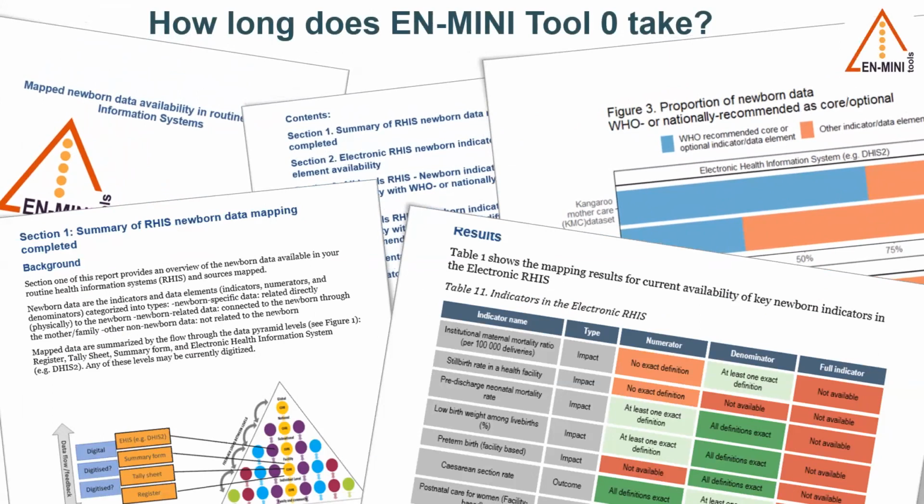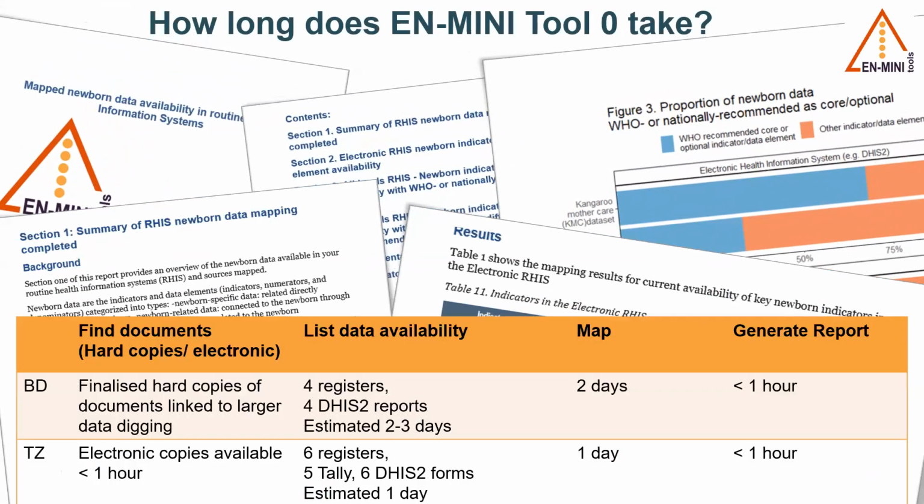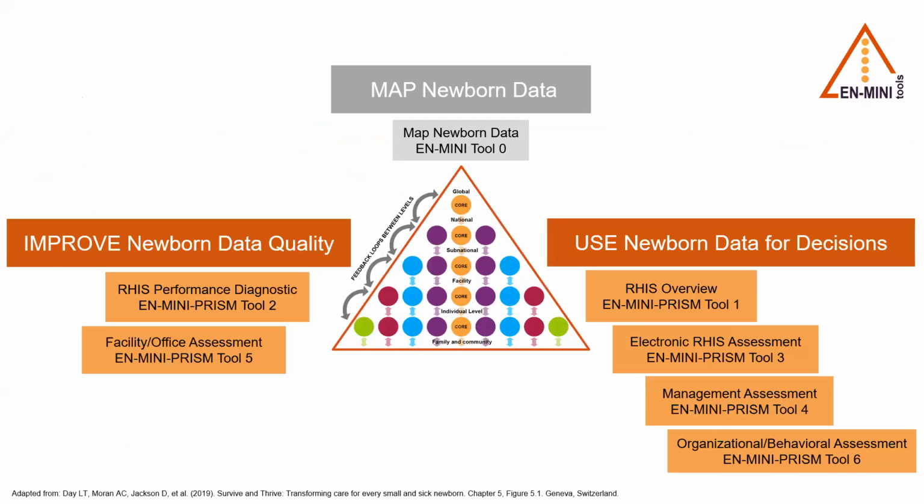So how long does the EN-MINI mapping tool take? It depends on how many registers and forms are mapped. In this pilot, it took 1 to 2 days, and the reporting is available in minutes. So now we'll look more at the tools under improve newborn data quality and use newborn data for decisions.